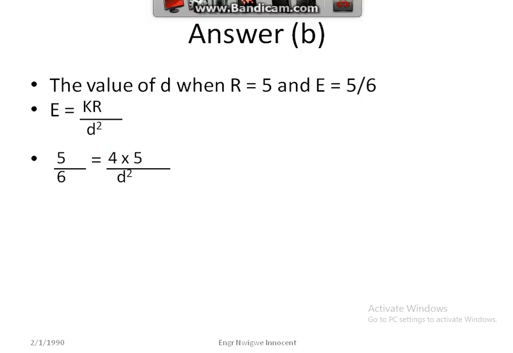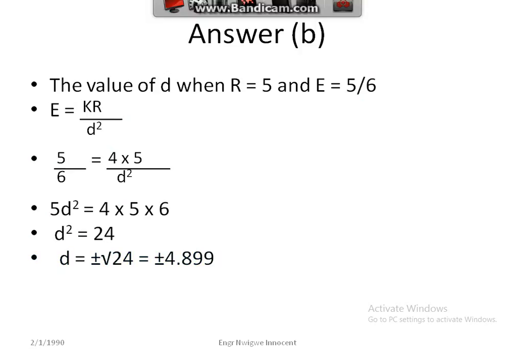Since we are looking for D, make D squared the subject of the formula. We now cross multiply to have 5D squared equals to 4 times 5 times 6. D squared will now become equals to 24, since 5 will cancel 5. Then D, crossing over the equality sign, will become the square root of 24, which is plus or minus 4.899.